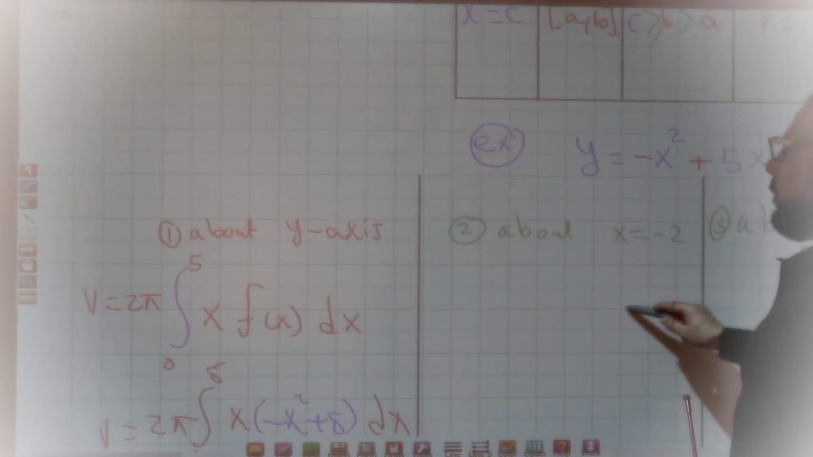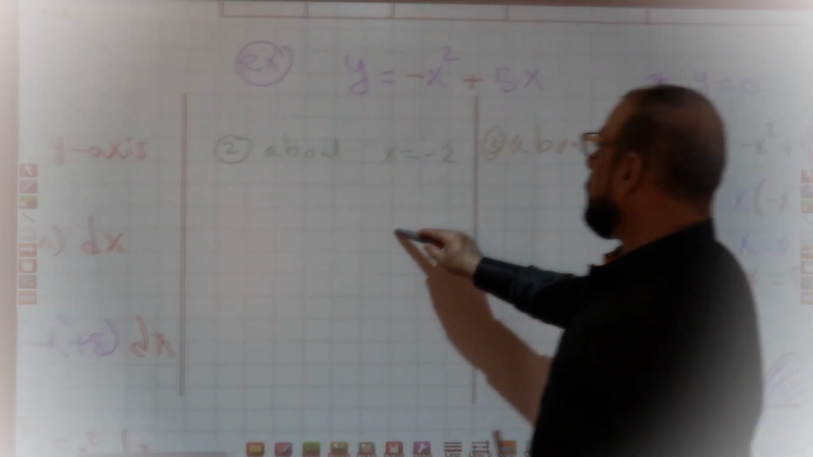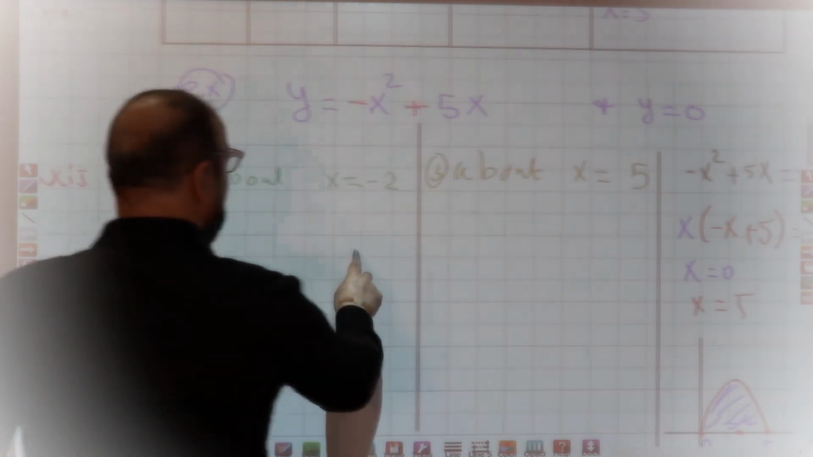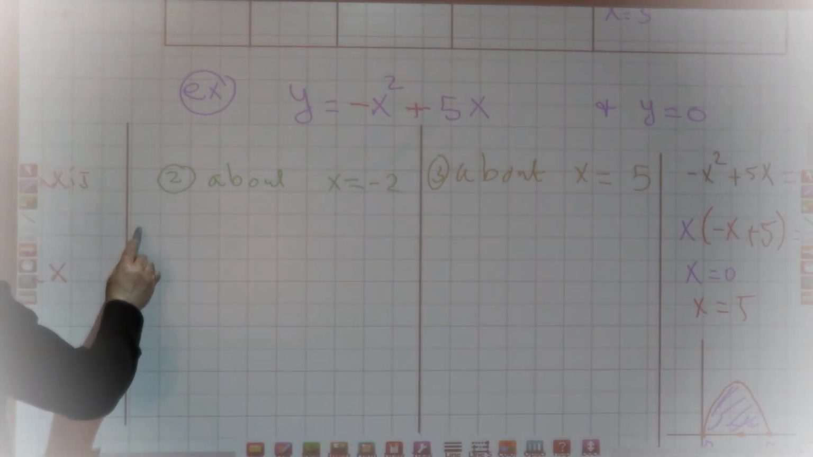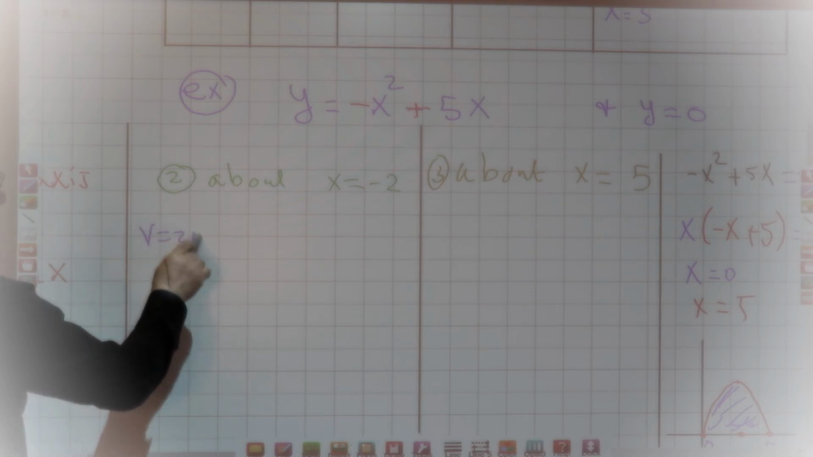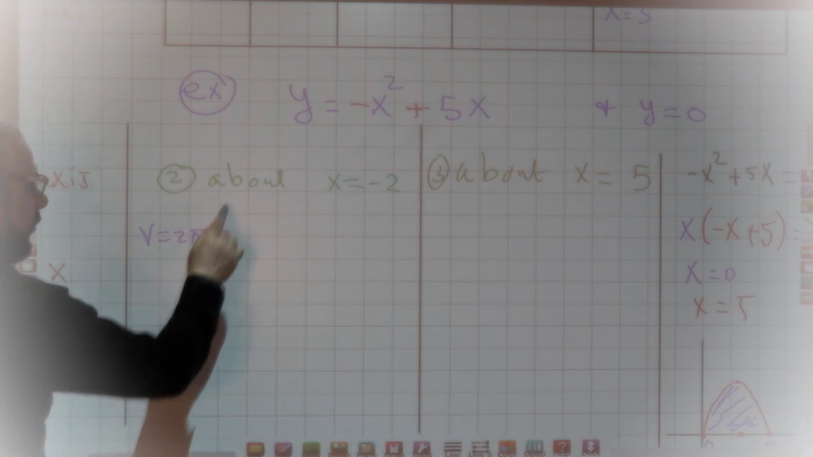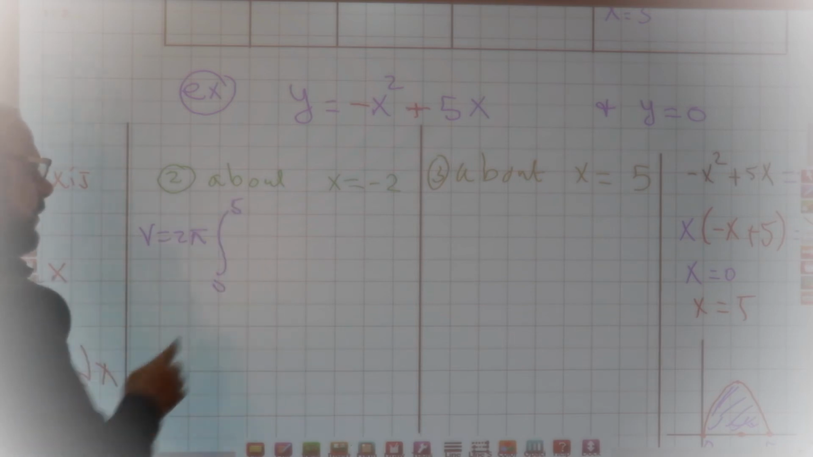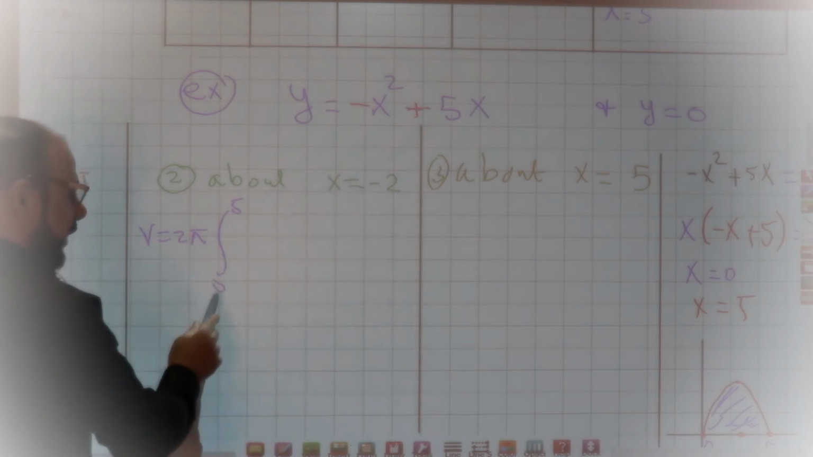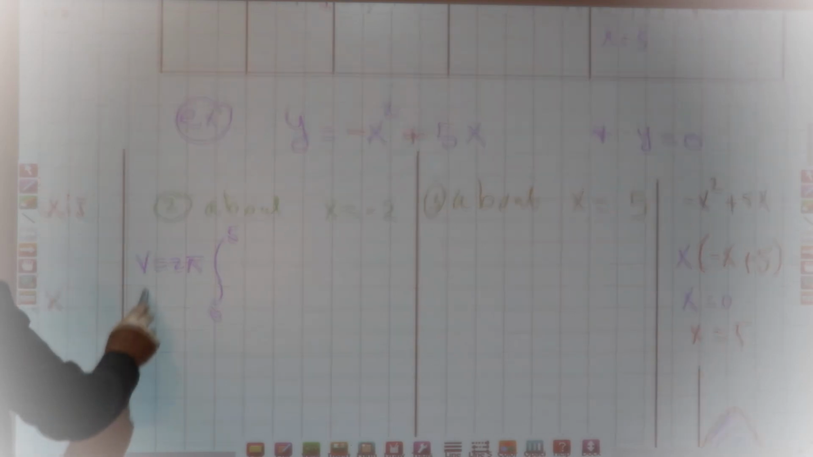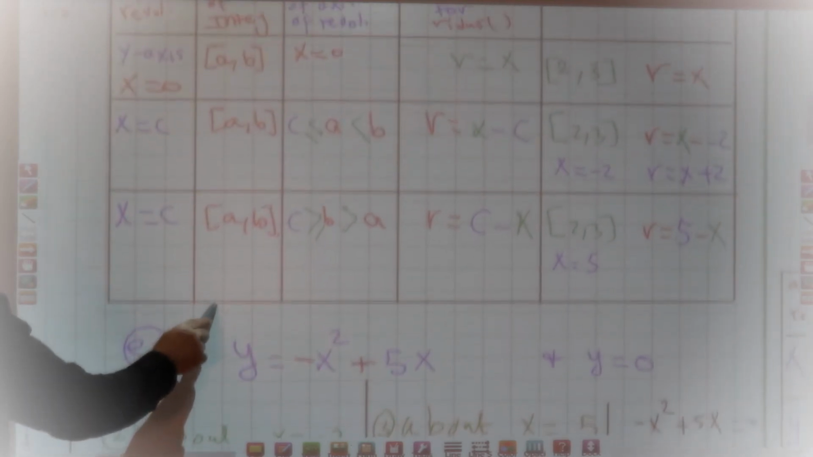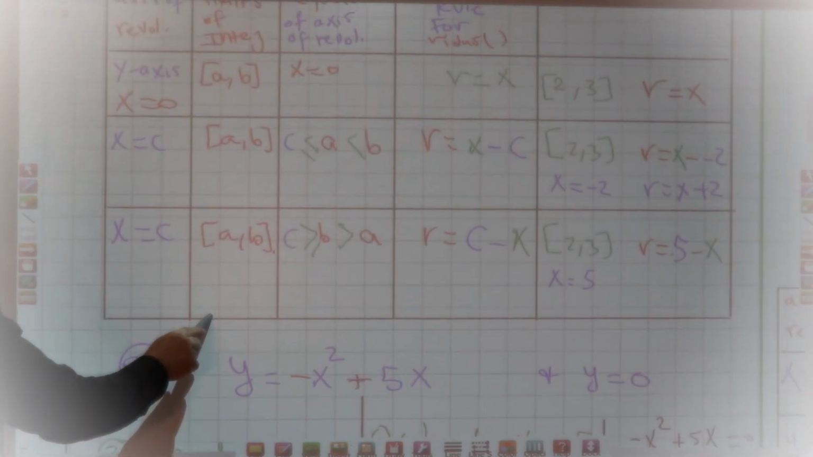Now let us go to this guy, about x equal negative 2. My limit of integration is what? Look here, I'm going to start writing my volume. Volume equals 2 pi from 0 to 5. Now, this guy, negative 2, is less than 0 and less than 5. Which rule do we need to use? Less than 0, this guy. Then x minus what? C.